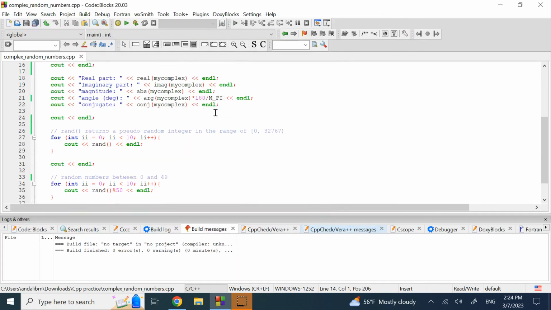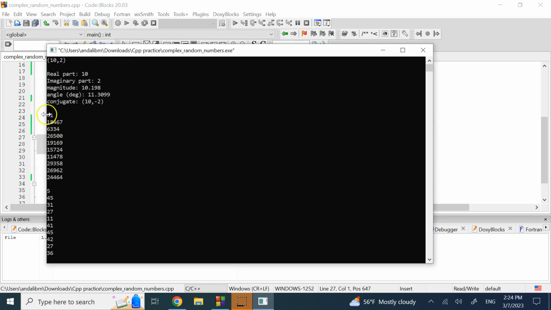What about random numbers? The major command in C++ is the rand command, which returns a pseudo-random integer in the range from 0 all the way to 32,767. We're going to see the for loop in a few videos, but basically all I'm doing here is generating 10 random numbers using the rand command. And you see these numbers are these guys here.